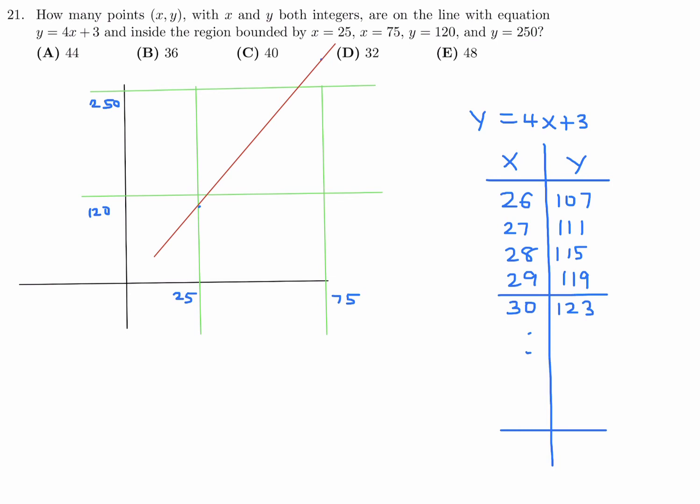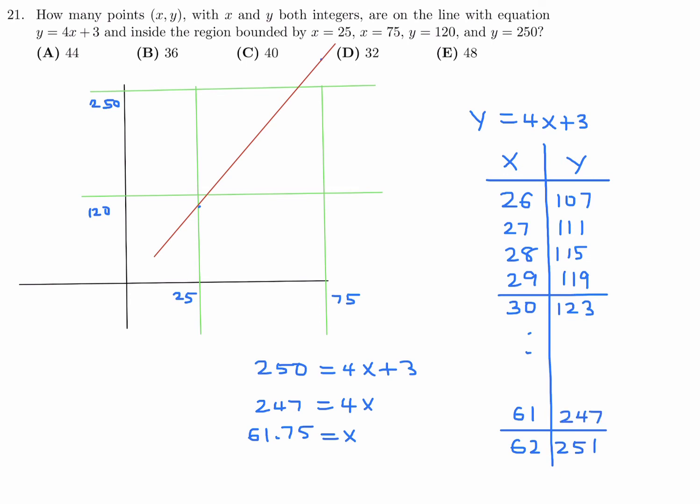So that basically means that 250 is going to be equal to 4x plus 3. So that means 247 is equal to 4x. So x is equal to 61.75. So that means that once you get above that, you're going to get beyond the boundary. So if it's 62, if we plug it in, it becomes 251, and indeed we are above that boundary. So 61 gives 247, and we're still within our range.